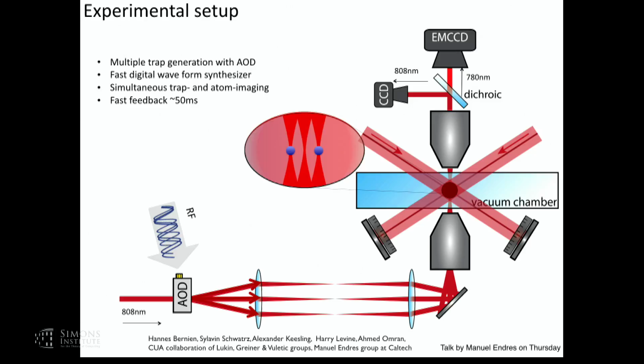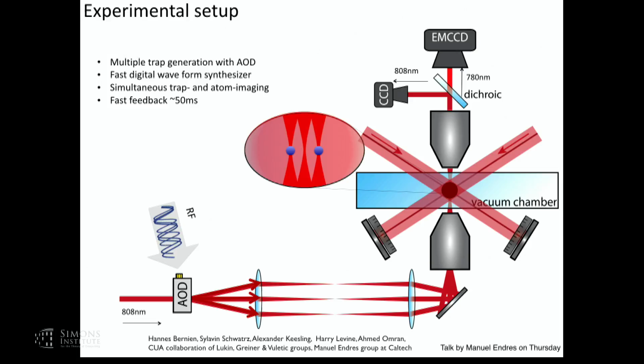The key element of this setup is this device called an acousto-optic deflector. So what this device does is the following. You shine one single laser beam into this device, and then you introduce a number of radio frequency tones. For each of these tones, this acousto-optic modulator or deflector deflects the beam by a certain angle, and then for the given number of tones, this beam is split into several different components.